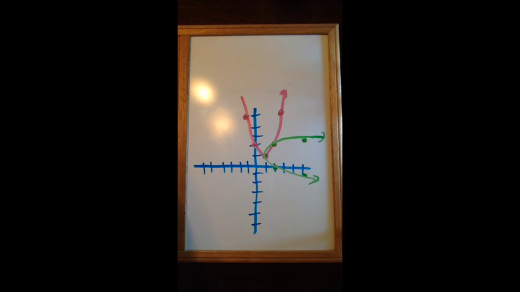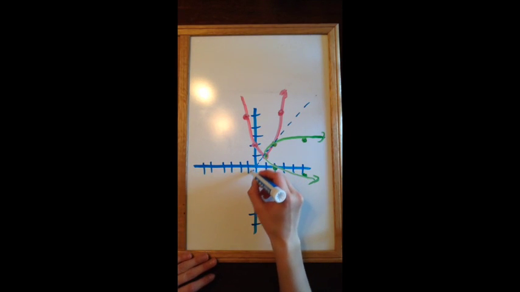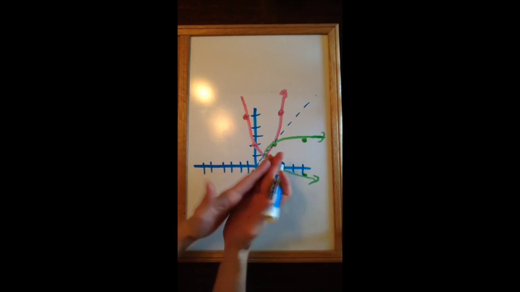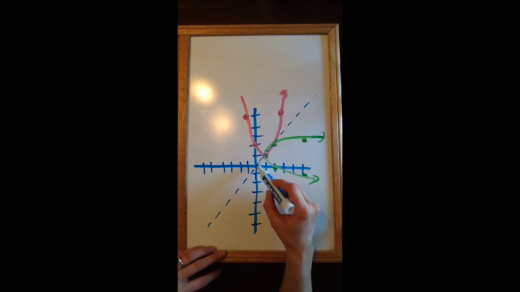Now, our inverse graphs have a special relationship in that they are symmetrical about this line called y equals x. Okay, so if we have this line right here, if I were to fold on the blue dotted line, the red graph would turn into the green graph, and the green graph would turn into the red graph.